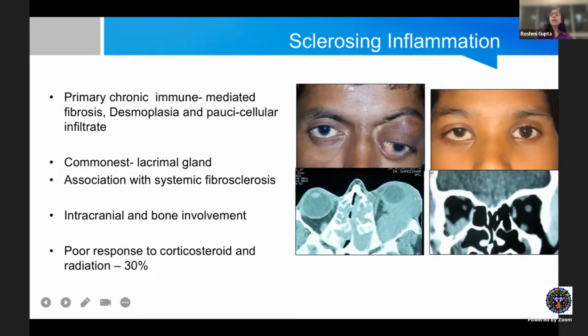Sclerosing inflammation has always been a kind of challenge for clinicians. It's a primary chronic immune-mediated fibrosis, but there's desmoplasia and very few cells. It's paucicellular. The commonest location is in the lacrimal gland. However, it spreads and it kind of obliterates the orbital structures. There may be intracranial involvement and there may be bone involvement. And about 30% will actually not respond to either steroid or radiation.